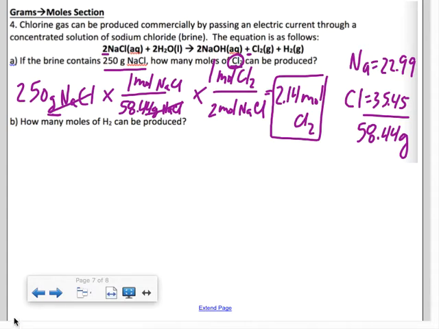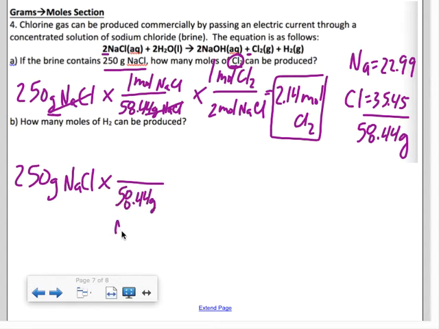Now they want to know how many moles of hydrogen gas can be produced. So, first step, start with what you're given, 250 grams of sodium chloride. You're going to set up your conversion factor. You got to get to moles, so that way you can use the mole ratio to go from sodium chloride to hydrogen gas. Now the cool thing is, you kind of already did the work above. So you can copy that first conversion factor, where I'm given 58.44 grams of NaCl is 1 mole of NaCl.